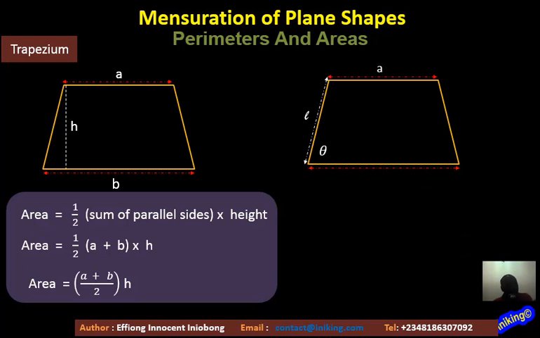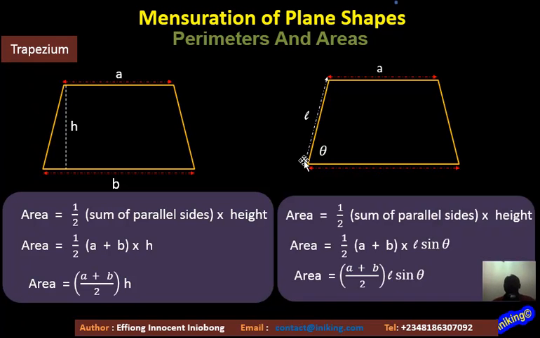So that's a special case there where the height is not provided. The two parallel sides A and B are provided, but in place of the height, you have been given the length of one of the slant sides and then the angle which it makes with any of the parallel sides. All you do there is find your height by taking L sine theta. And that's it.